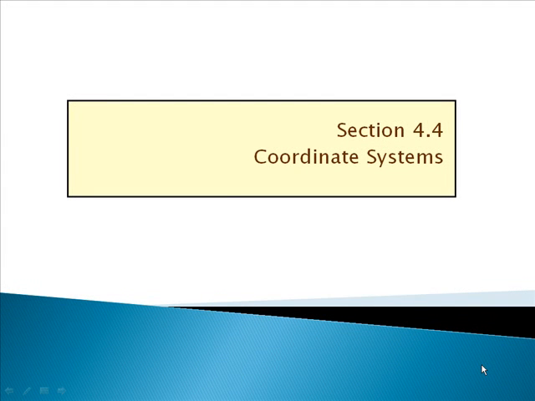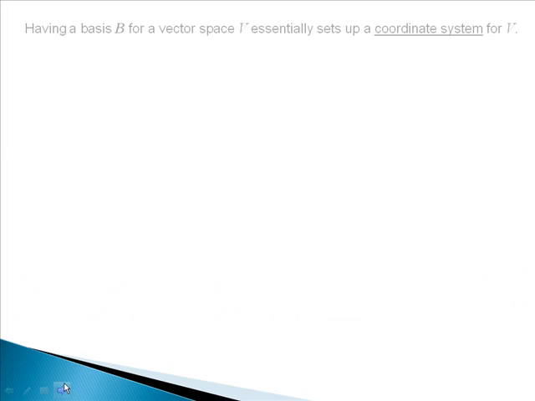Section 4.4 Coordinate Systems. In general, we're more comfortable working with a vector space Rn and the subspaces that come with it than with other types of vector spaces and subspaces. So what we're going to look at in this section is how we can impose coordinate systems on vector spaces even if they're not in Rn.